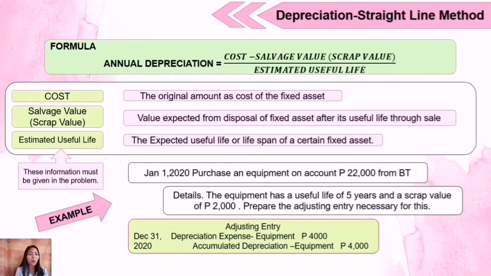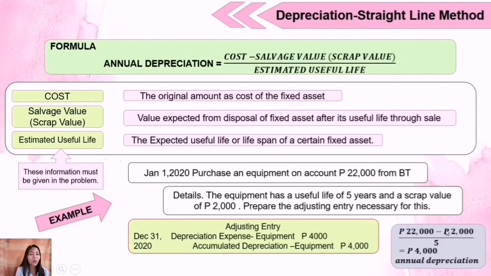How did we come up with 4,000? Using the formula, cost is 22,000, salvage value is 2,000, subtracting gives 20,000, divided by 5, the estimated useful life. So we have 4,000 annual depreciation. And as you can see, it's January 1 to December 31, so it is 1 year. So we will use 4,000.